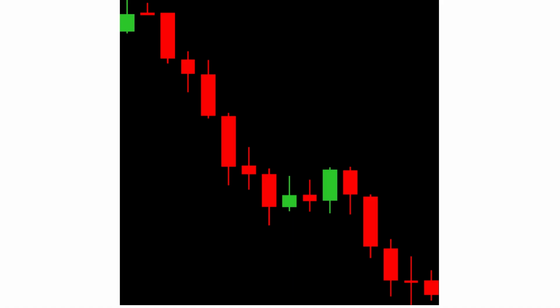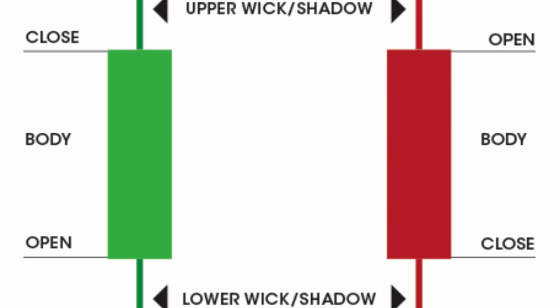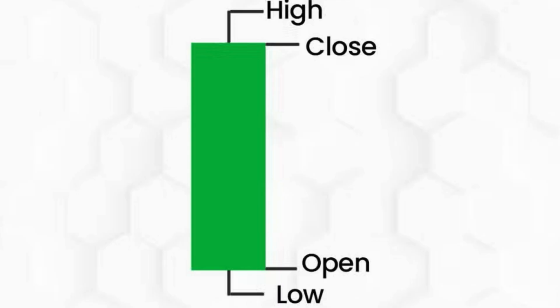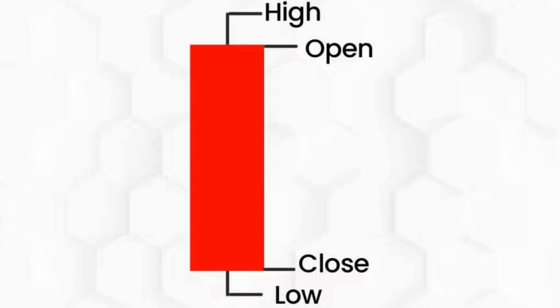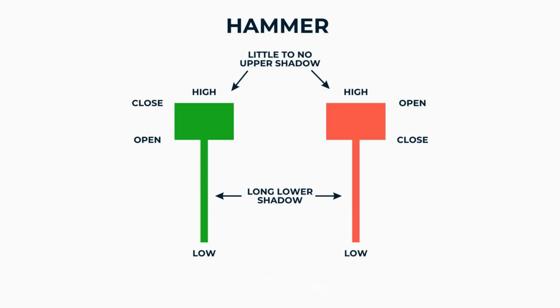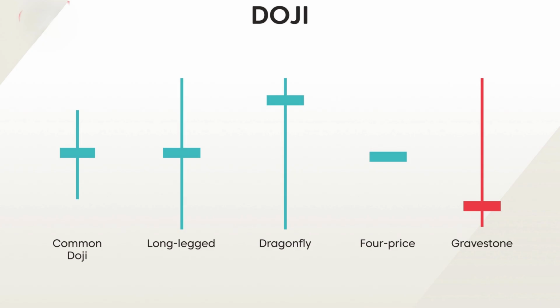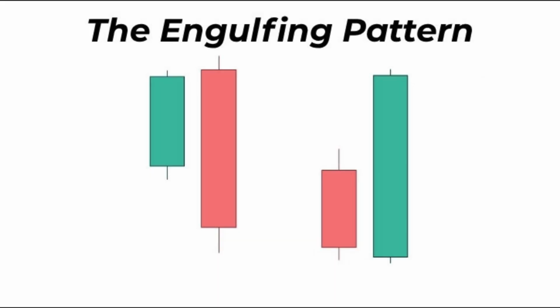10. Candlestick basics. Candlesticks show 4 key data points: open, high, low, close. Bullish candle, close greater than open, indicates buying pressure. Bearish candle, close less than open, shows selling pressure. Popular patterns: hammer, doji, engulfing patterns. These help traders understand market psychology and predict reversals.